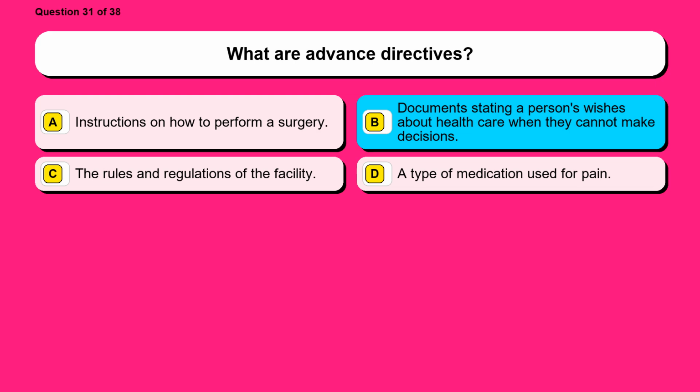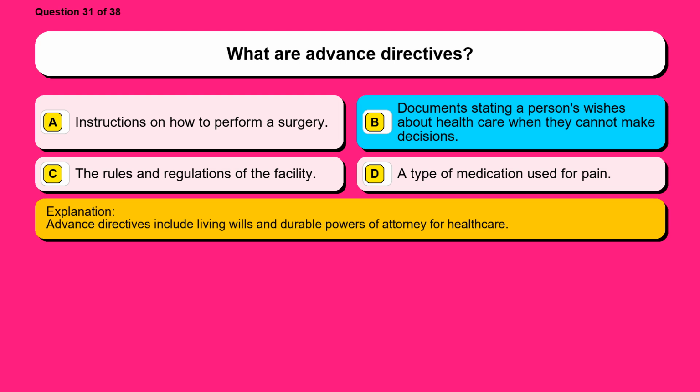The correct answer is option B. Documents stating a person's wishes about healthcare when they cannot make decisions. Advance directives include living wills and durable powers of attorney for healthcare.